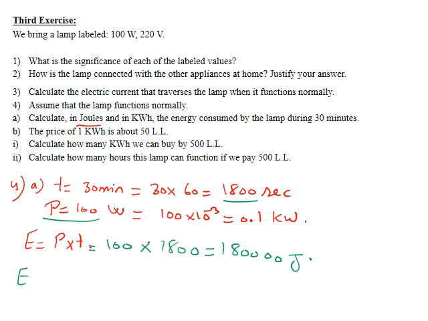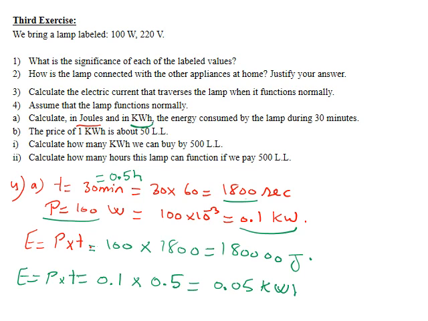Now E equals P times T. Now find energy in kilowatt hour. So we take power in kilowatt, 0.1, times T in hour. 30 minutes is equal to 0.5 hour. It's equal to 0.1 times 0.5, which is 0.05 kilowatt hour.